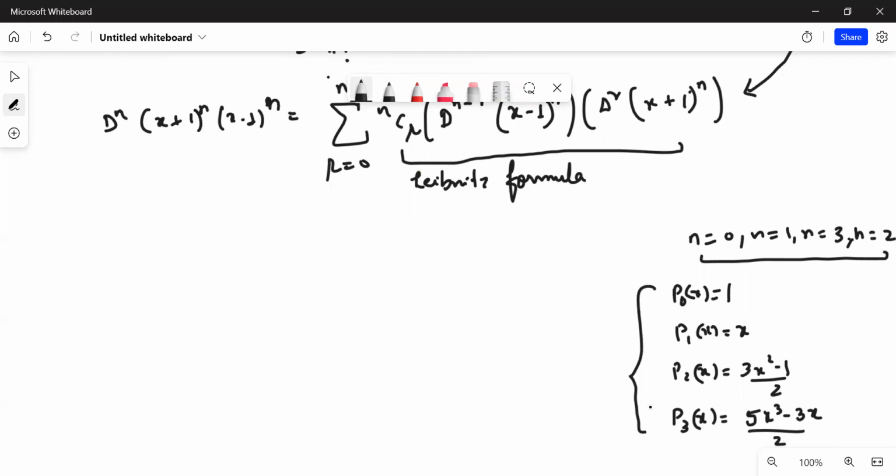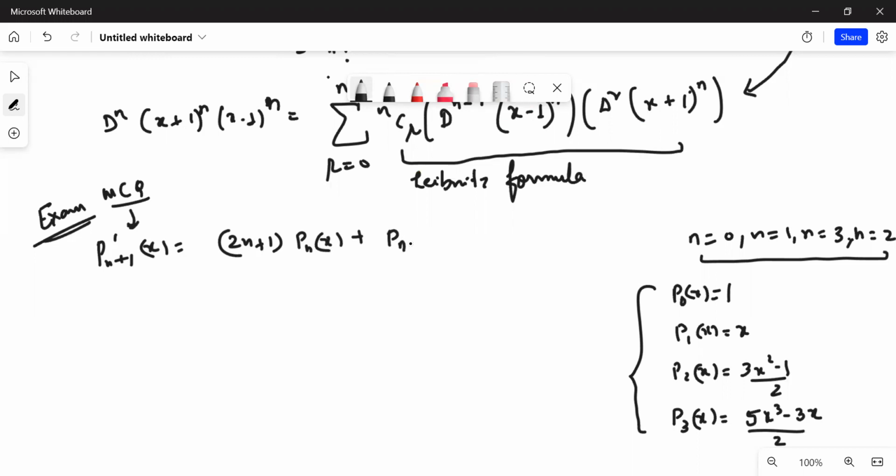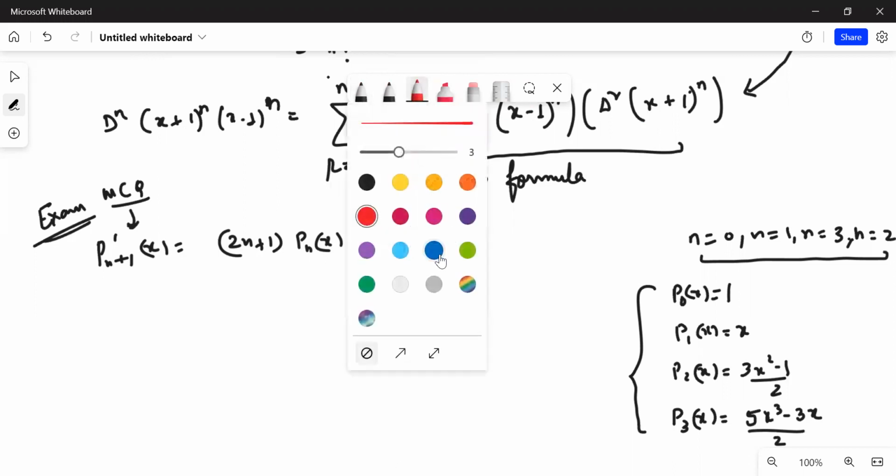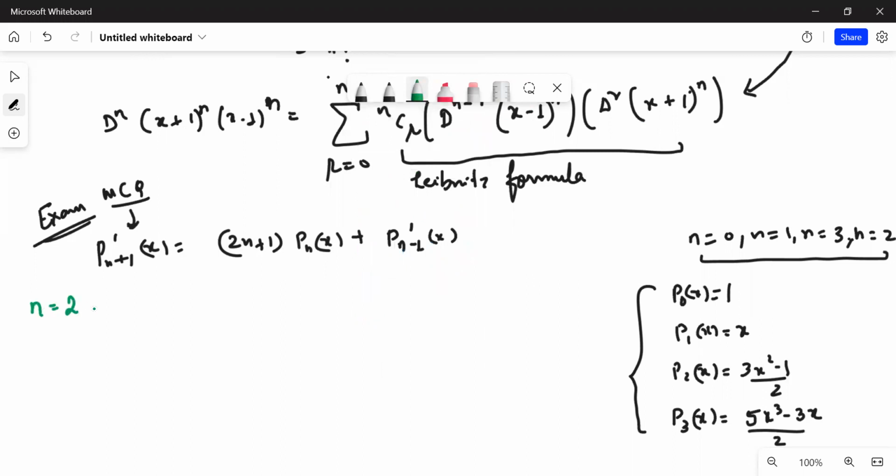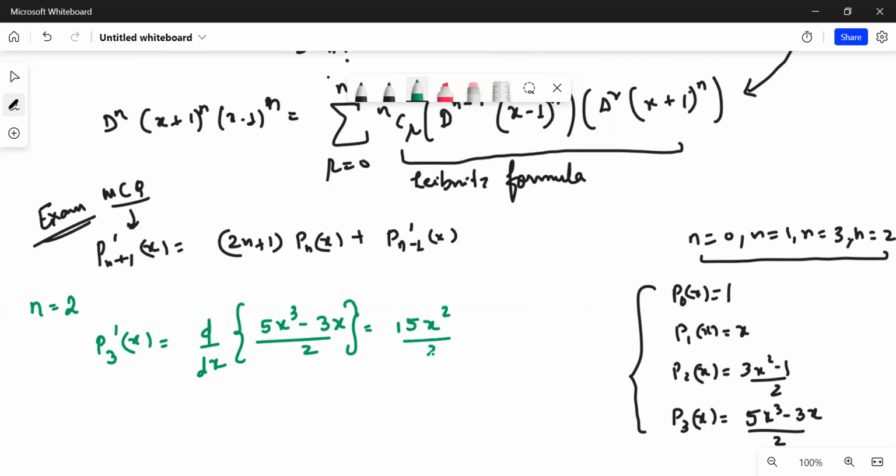So if you are supplied with a recurrence relation in exam, then what you can do is, for example, if you are supplied with this. So I'm giving you what one needs to do in exam. So one of the MCQ has this option. Let's say P(n+1)'(x) is equal to (2n plus 1) Pn(x) plus P(n minus 1)'(x). So if you have this kind of recurrence relation given to you in exam, what one needs to do is you just try to place the values. So let's say if I place n equal to 2, so what I'll get is P3'(x), which will be equal to d by dx of (5x cubed minus 3x) divided by 2. So this is equivalent to writing 15x squared by 2 minus 3 by 2.